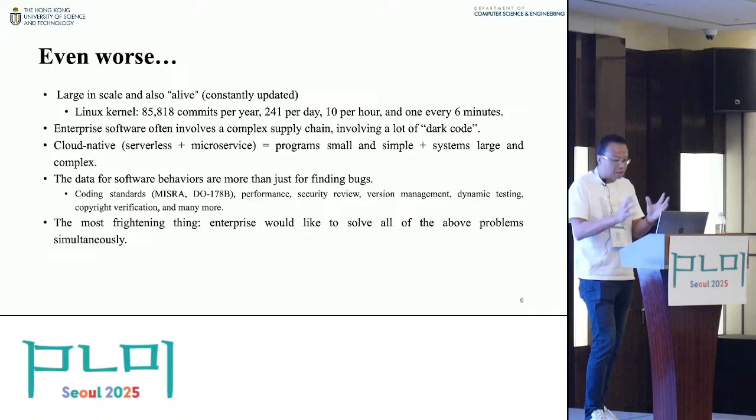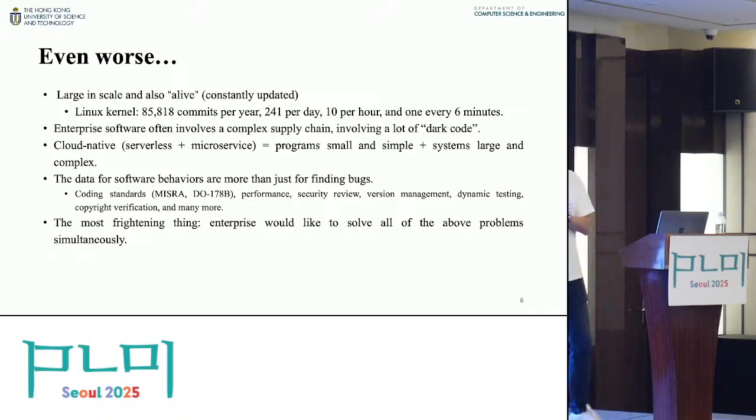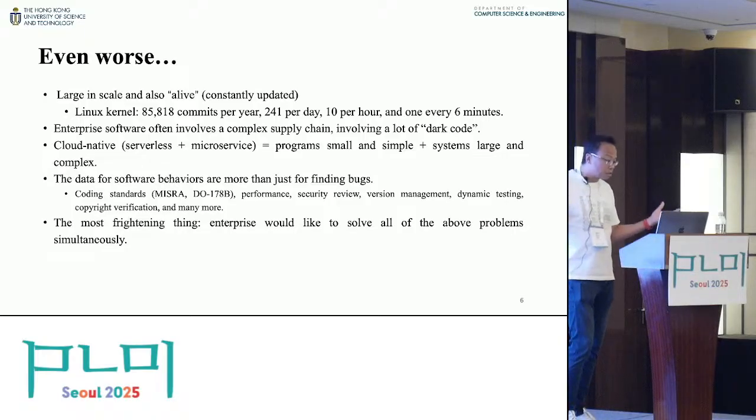And there is even more bad news. I work with enterprise a lot. So enterprise means that these are the big software that provide sophisticated ongoing services for many people, such as the Linux kernel. So they're not only big, they're also changing, they're also alive. For the Linux kernel, every 6 minutes there is a commit. Okay, so this is very easy to tally. You can just look at the GitHub data.